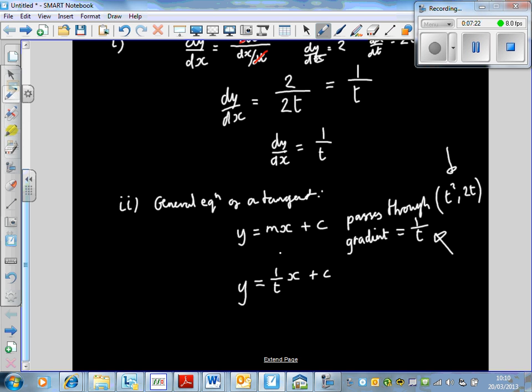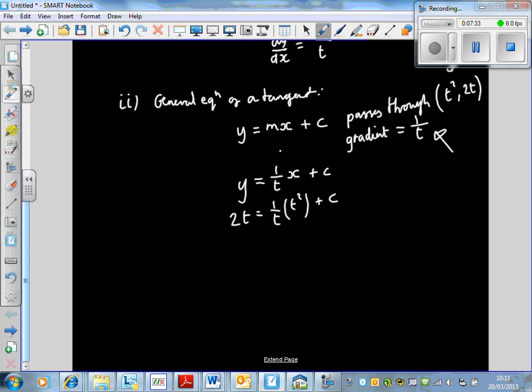Now our x and y are t squared and 2t. So our y value, 2t, is equal to 1 over t multiplied by t squared, plus c. What do we do now? Rearrange for c. Now, 2t is equal to t squared over t, which is t, plus c. So c must be equal to 2t minus t, which is just t. Therefore, y is equal to 1 over t x plus t.